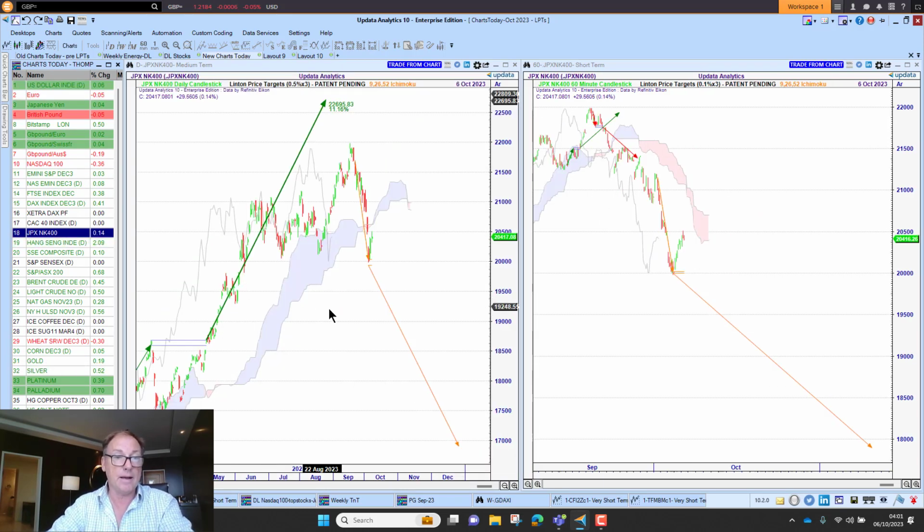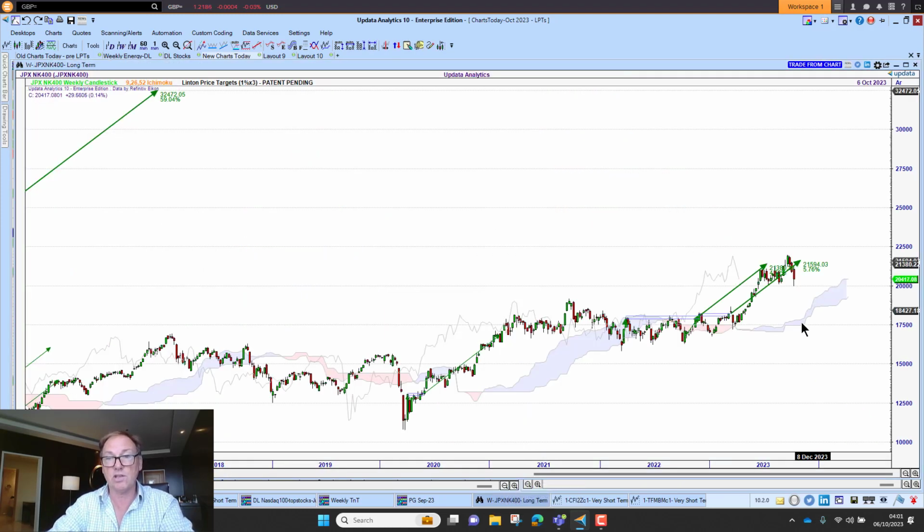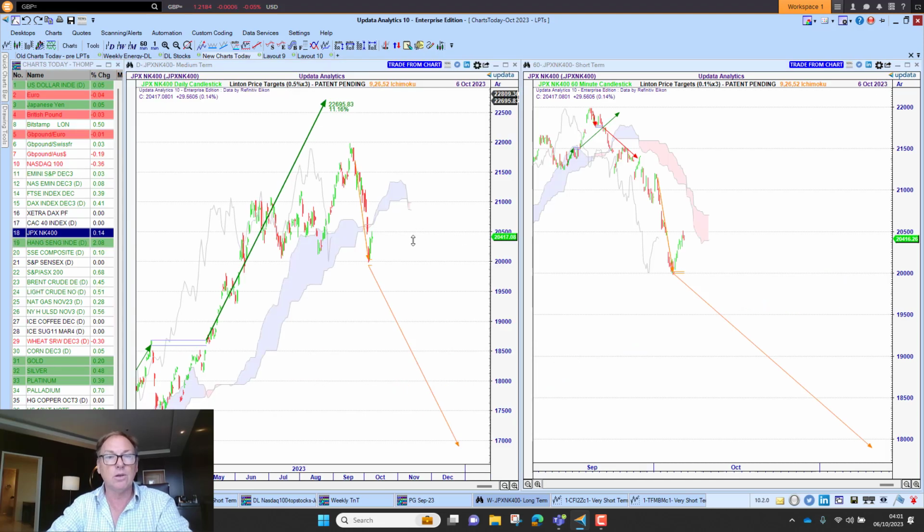This is the 400 index, the Nikkei, and the long-term picture on Japan has been quite strong. These targets were met on the weekly chart. They were given back in 2022 and met in 2023, but these longer historical targets look a little bit off the cards, and maybe this upside target was met. A new downside target will be activated if we fall below these levels.